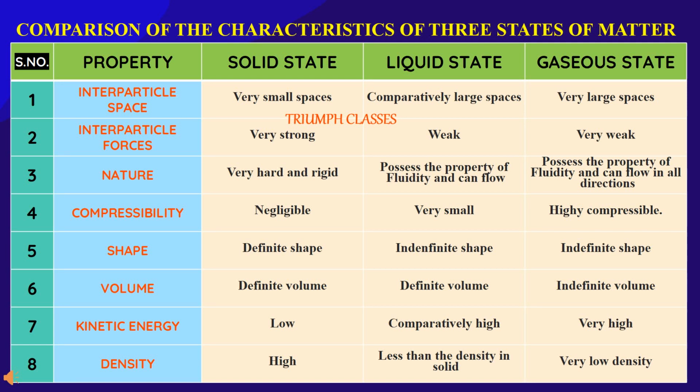Fifth, shape. Solids have definite shape. Liquids and gases have indefinite shape. Sixth, volume. Solids and liquids have definite volume but gases have indefinite volume. Seventh, kinetic energy. In solids, it is low. In liquids it is comparatively high. Whereas in gases it is very high.